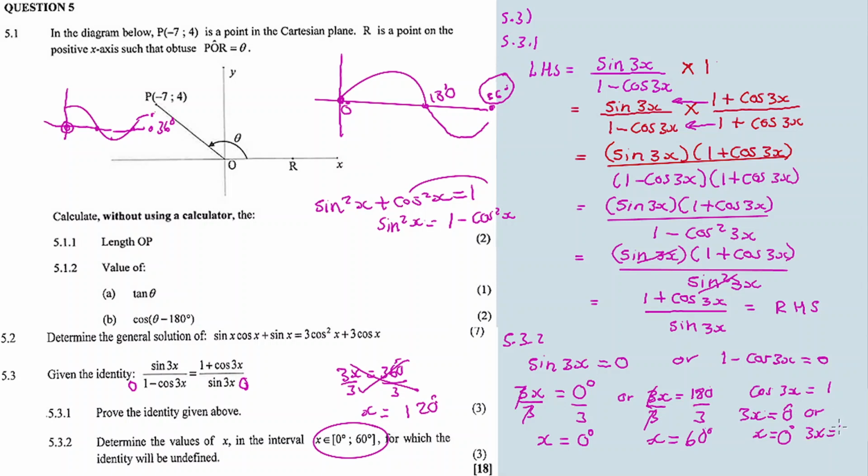3x equal to 360 degrees. x is equal to 120 degrees. So this one is out again. So our answer is, whenever x is equal to 0 or x is equal to what? 60 degrees, the identity is undefined. So this is our final answer for question 5.